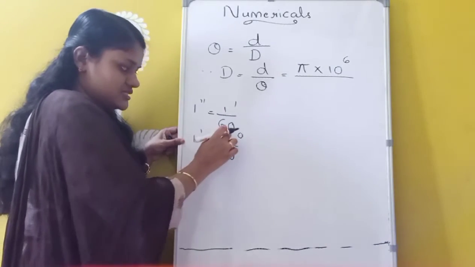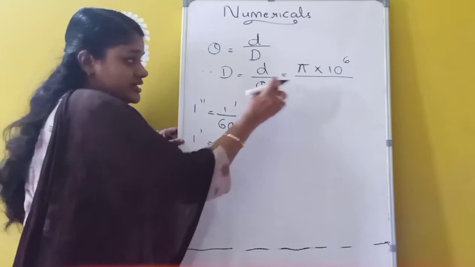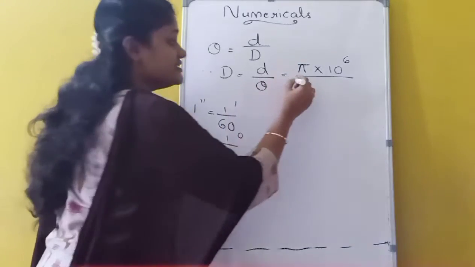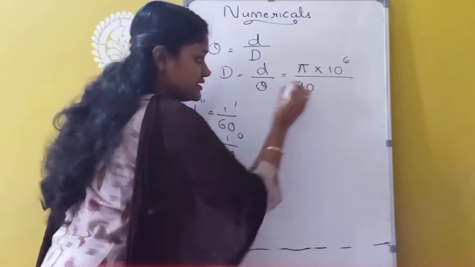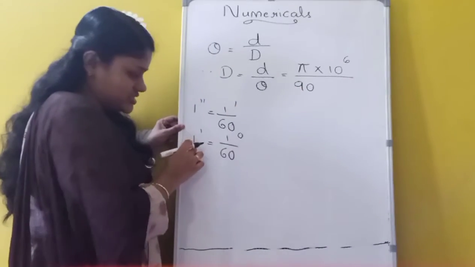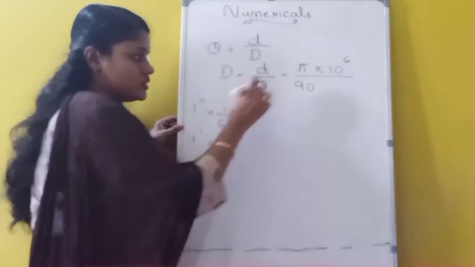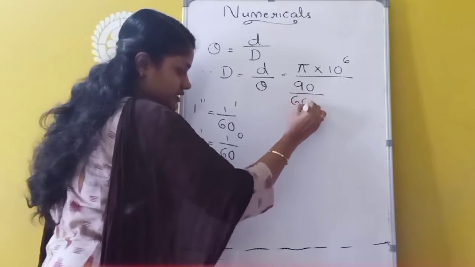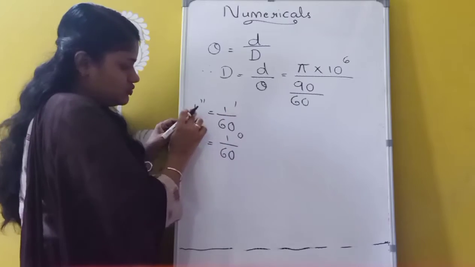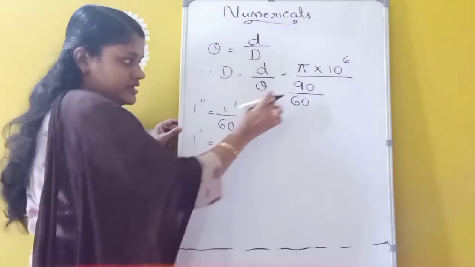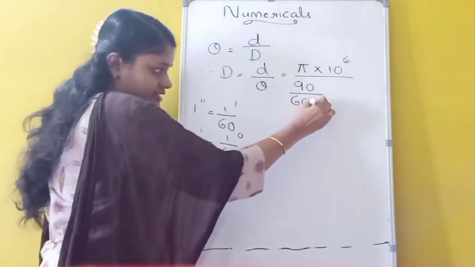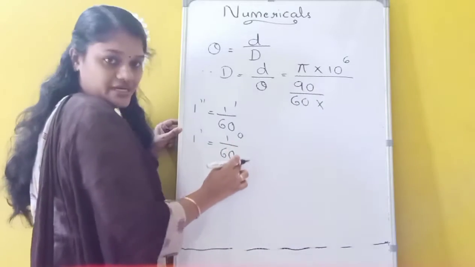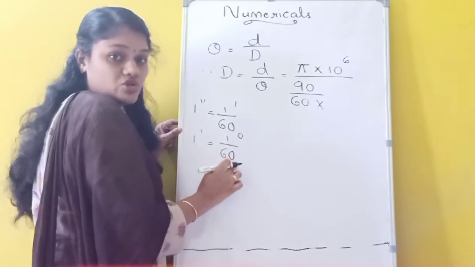And 1 minute equals 1 by 60 degree. So here, how much angle is given? 90 seconds. So 90 seconds we have to convert into degrees. What do we have to do? We have to divide by 60, so we can convert it into minutes. So 1 second we are converting into minutes by dividing by 60. Then again that minute we have to convert into degrees. So again you have to divide by one more 60.